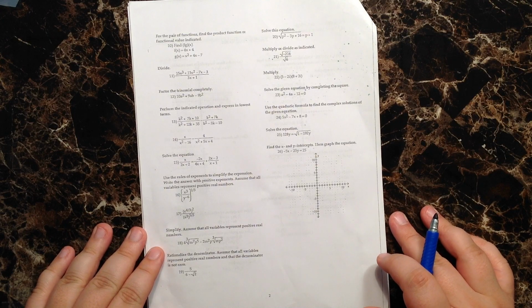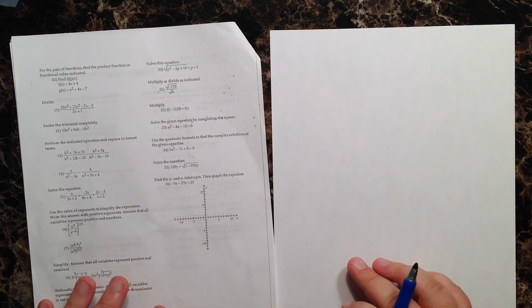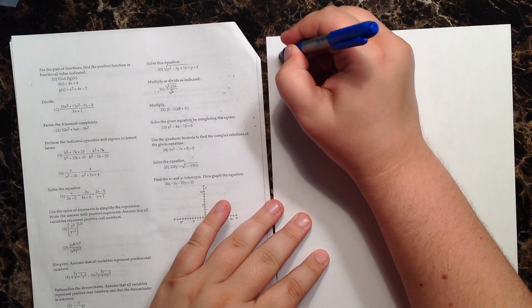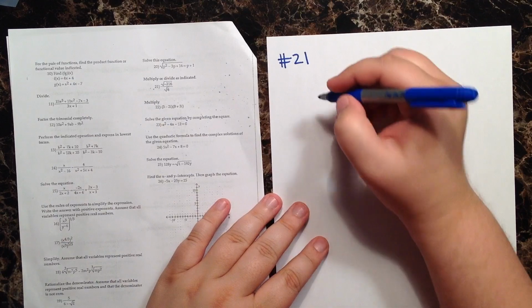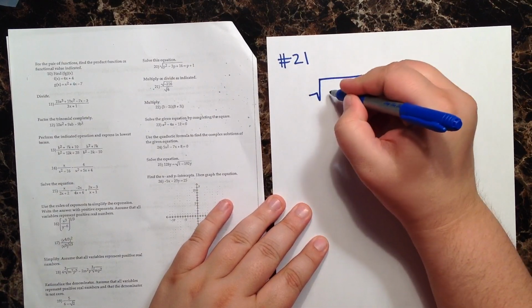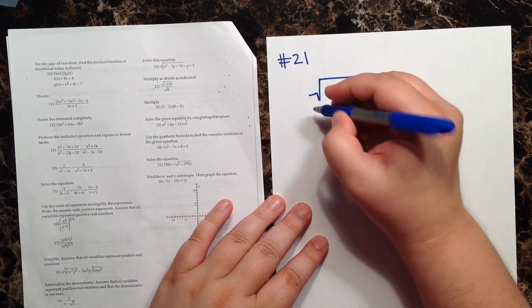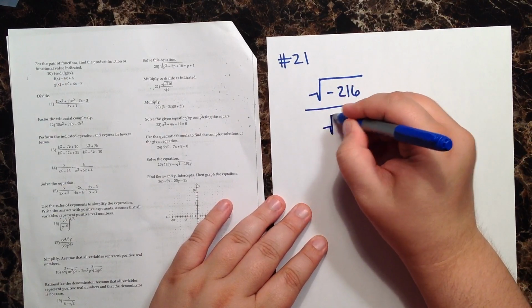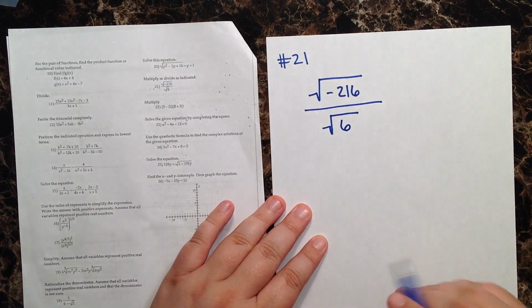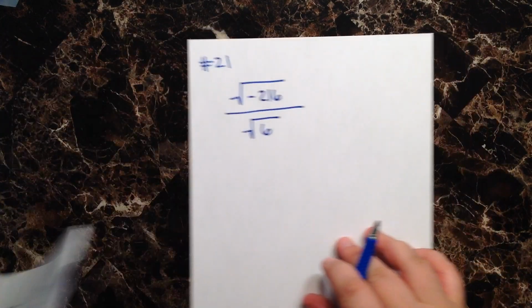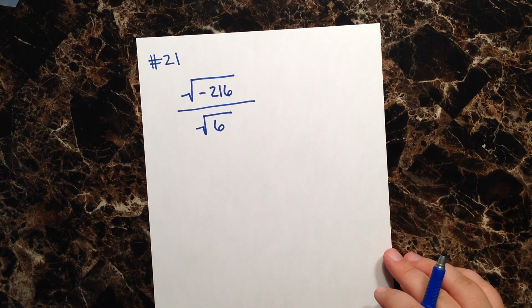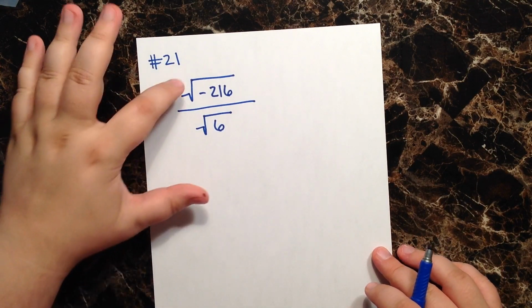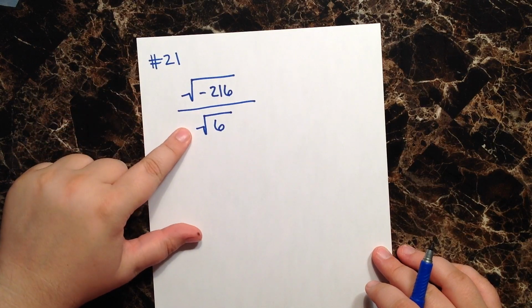We are on question number 21. The directions for 21 are to multiply or divide as indicated. And 21 is giving us radical negative 216 over radical 6. Set that aside and let's take a look at this. So I have a radical divided by a radical.